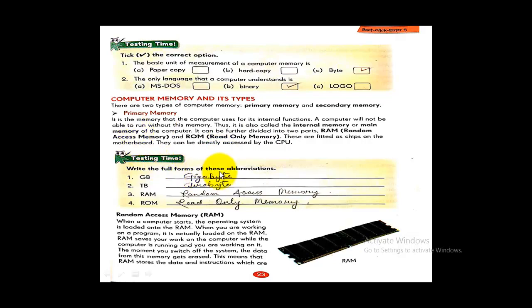Now write the full forms of these abbreviations. GB, those we have learned in the previous class. TB, RAM, ROM, we have done just now. Now the full form of GB is gigabyte.